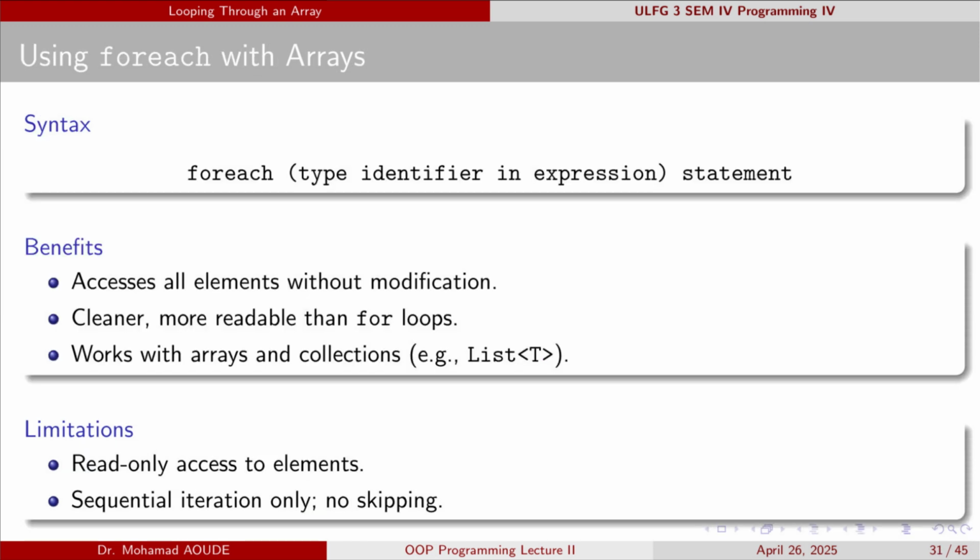The syntax for foreach is minimal. You specify the element type, a variable name, and the array or collection you want to iterate over. Foreach is great for when you need to read data, not modify it. However, you cannot skip elements or change elements using foreach. It's read-only by design.